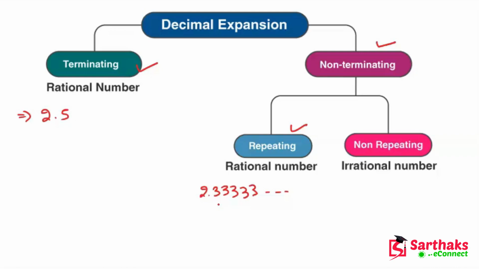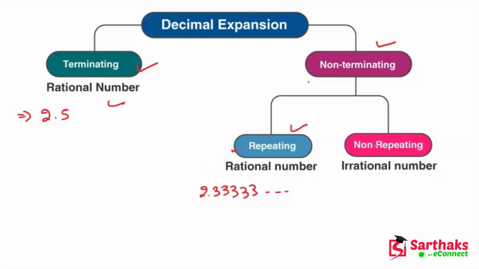So we can say that the decimal expansion of terminating and non-terminating repeating numbers are rational numbers. Or we can say that the decimal expansion of a rational number is always terminating or non-terminating repeating. I hope you get this point.